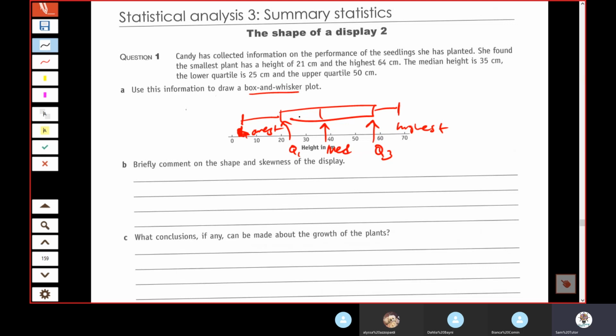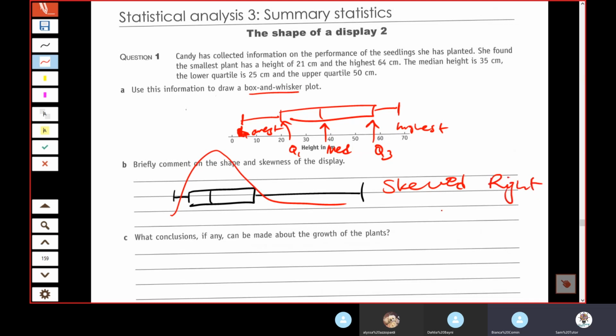Well, it just depends. The one I drew is obviously symmetrical. But if it looked like this, what would you say? Skewed to the right or skewed to the left? That's the bump, and that goes away, so this will be skewed to the right. And then obviously the other way around will be skewed to the left.